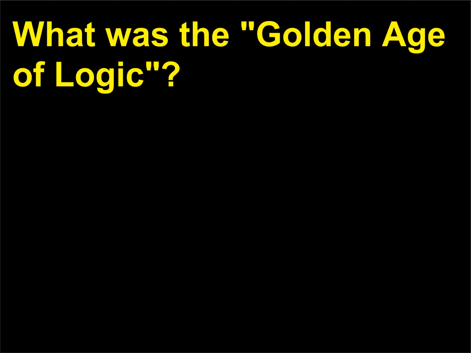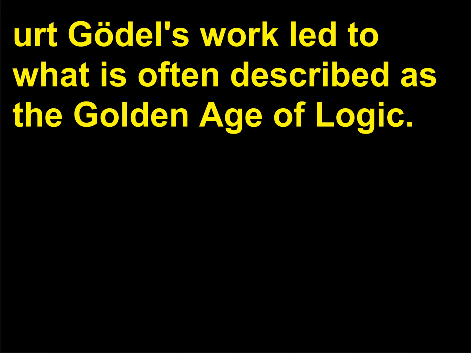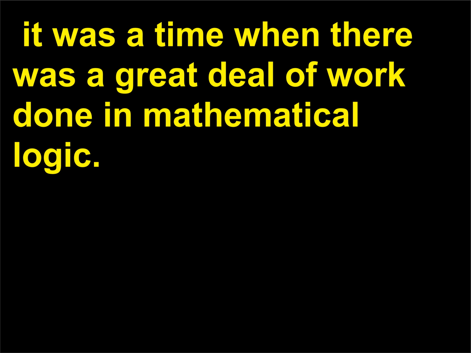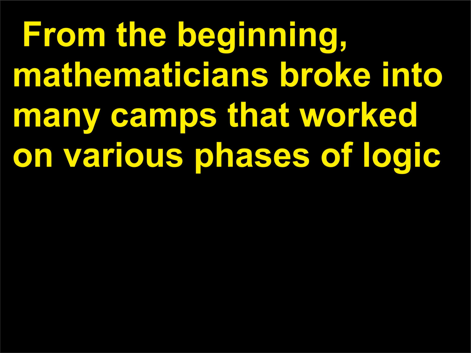What was the golden age of logic? Kurt Gödel's work led to what is often described as the golden age of logic, spanning the years from about 1930 to the late 1970s. It was a time when there was a great deal of work done in mathematical logic. From the beginning, mathematicians broke into many camps that worked on various phases of logic.